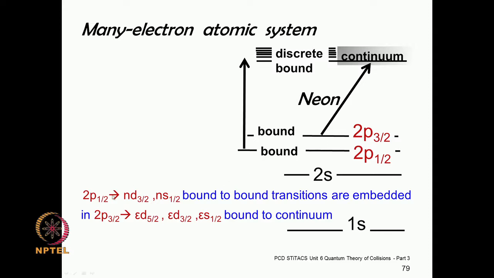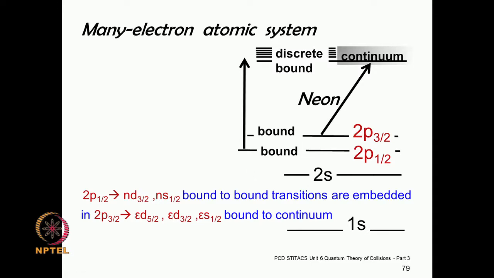Okay, so you have the 2p 1/2 to nd 3/2 or ns 1/2, so n are discrete state quantum numbers of excited states, and these bound to bound transitions are embedded in this bound to continuum. So continuum state energies I represent by this epsilon, bound state energies I represent by the principal quantum number n, because the bound state energies in the hydrogenic model go as 1 over n square. So this is a typical example of an autoionization resonance.